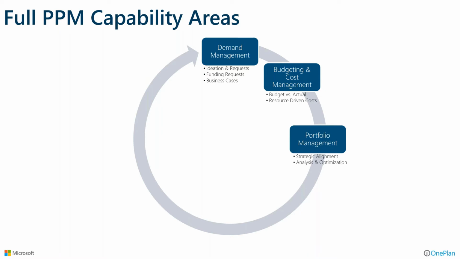Portfolio management, things like strategic alignment and doing analysis and optimization, which could be scenario modeling, definitely needs some help there. Project management, really being able to do detailed schedule management. There are some simple Gantt chart widgets that you can put into SharePoint, but if you really want to do serious project management that includes good resource management from the bottom up, definitely could use some help there as well.